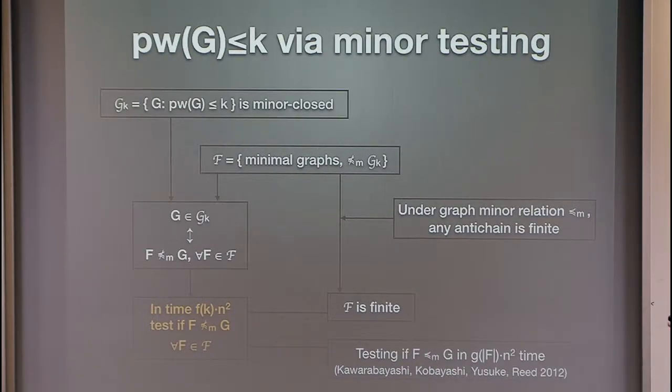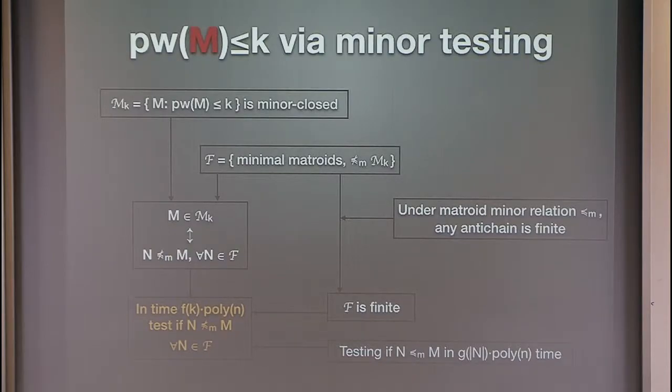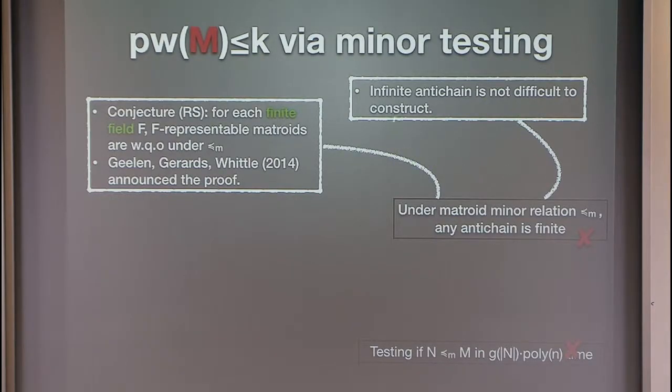So I replaced all the graphs by matroids here. So this holds, so this holds. But that any anti-chain is finite does not hold for matroids in general. And also the FPT time for matroid minor testing doesn't hold for general matroids. Actually, an infinite anti-chain of matroids under the matroid minor relation is not very difficult to construct.